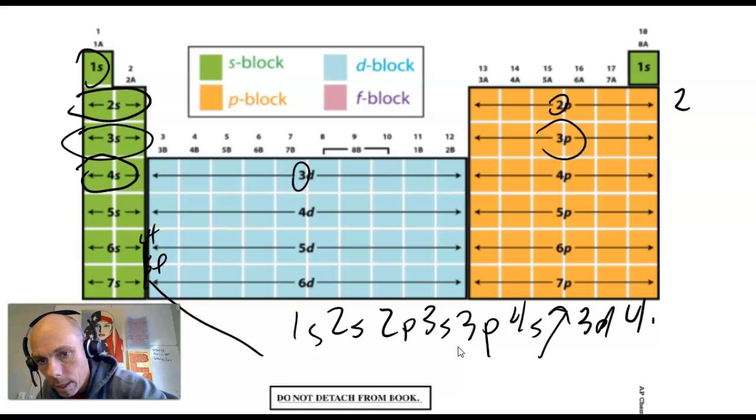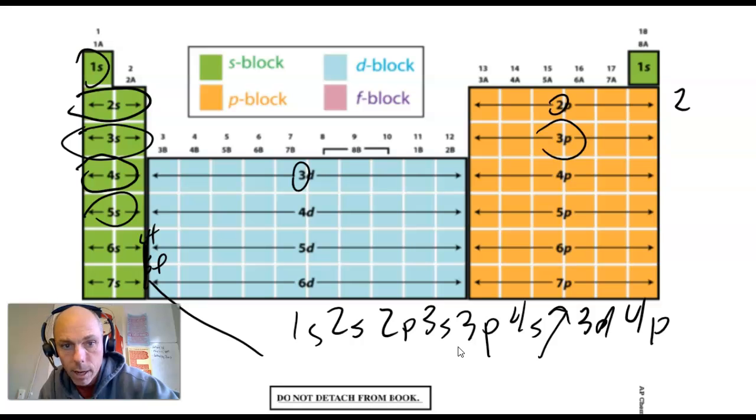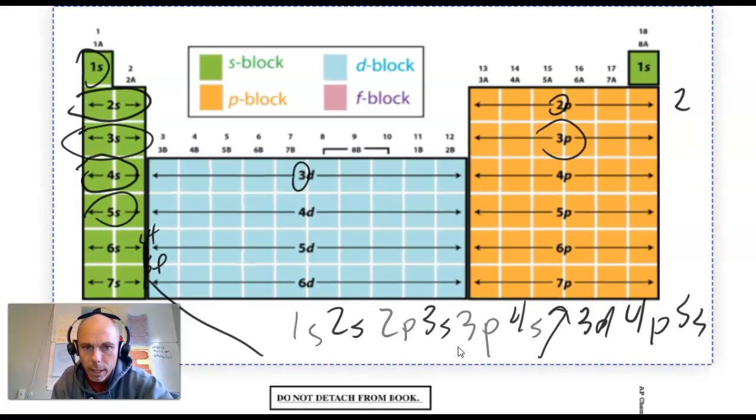And then 4p, and then after the 4p, the 5s fills, not the 4d, the 5s. And then 4d, and then 5p, and then 6s, and then 4f, which we're not talking as much about right now, and then 5d, and then 6p, and then 7s, and then 5f, and then 6d, and then 7p. So the way that the periodic table is laid out, if you remember about this D and F block issue, tells you the order sublevels fill. And if that's not amazing, I don't know what is.